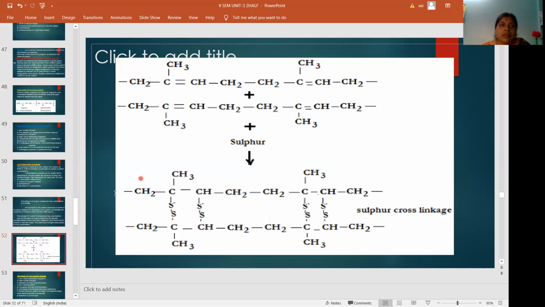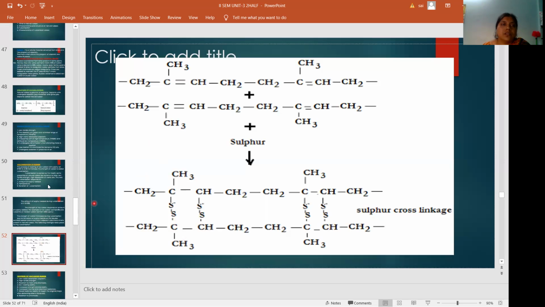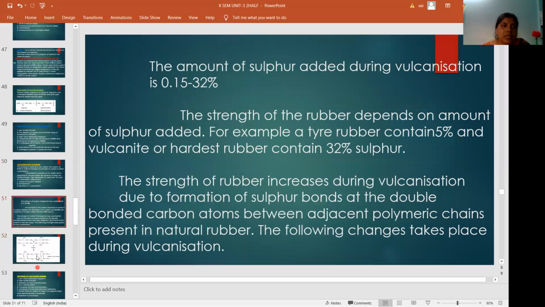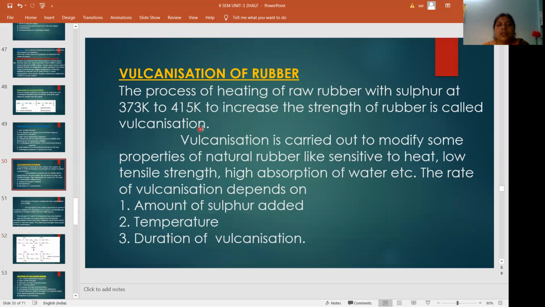Okay, in the exam they will ask: explain vulcanization of rubber with equations. So you have to explain this whole process, and at last write the equations. First, you have to write the definition of vulcanization. What is vulcanization? The process of heating raw rubber with sulfur at a temperature range of 373 to 415 Kelvin to increase the strength of rubber. Just now I said 473, but it is 415 Kelvin. Why do we do vulcanization? To modify the properties of natural rubber like sensitivity to heat, low tensile strength, and high absorption of water.